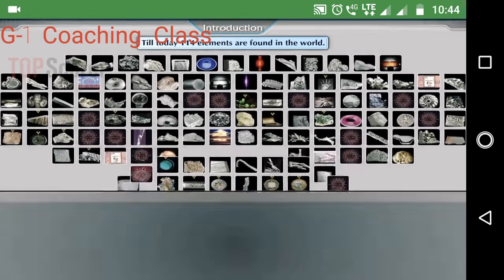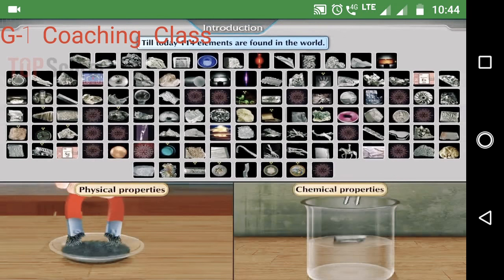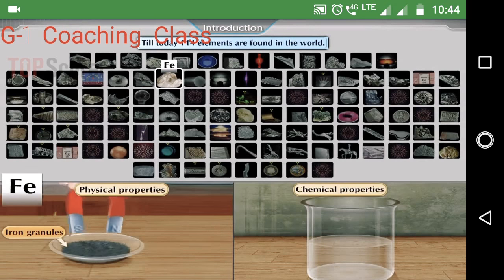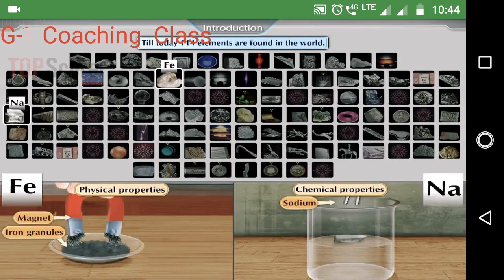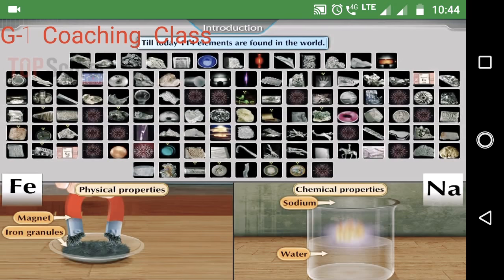Every element shows different physical and chemical properties. For example, iron granules attract towards a magnet. When a piece of sodium is added to water, it immediately burns with a blast.